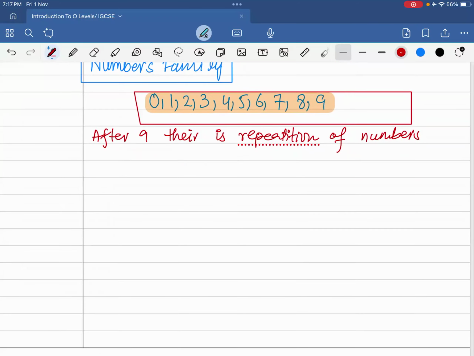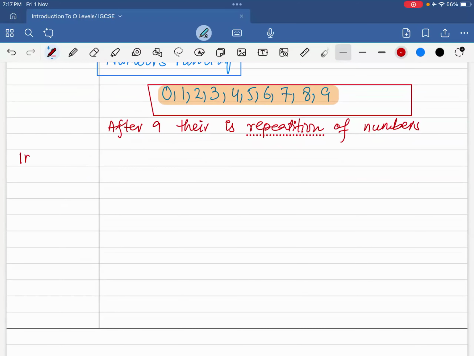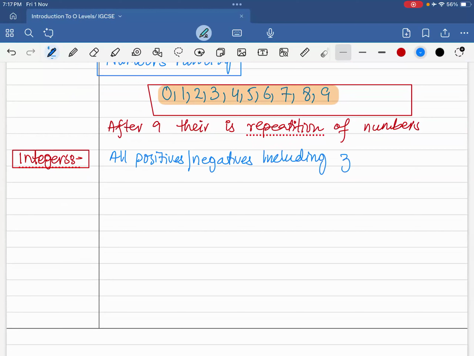I'm going to write them one by one. The first family we have is the integers family. Before writing what integers are, I am going to write a sentence: all positives/negatives, including zero. All positive or negative numbers, including zero, are called integers.